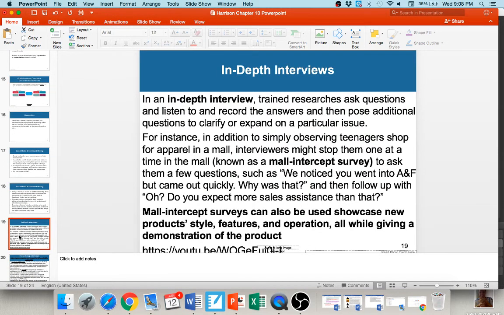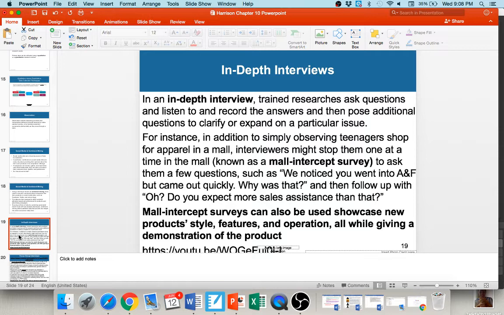As we talk about in-depth interviews, this is a really interesting topic, and I'm going to kind of digress just a smidge about mall intercept surveys as we talk about in-depth interviews, but mall intercepts are super important for you to know, and they're something that are only very, very briefly discussed in your textbook. So I felt like it was worth supplementing that just a little bit with something a little more important that you need to know. So first, let's start with in-depth interviews.